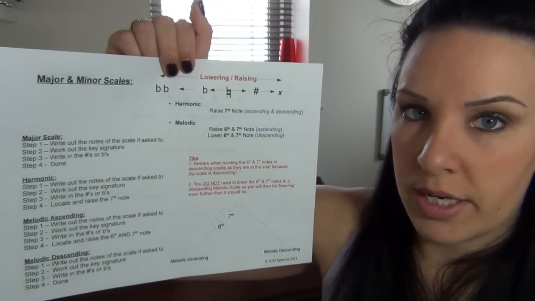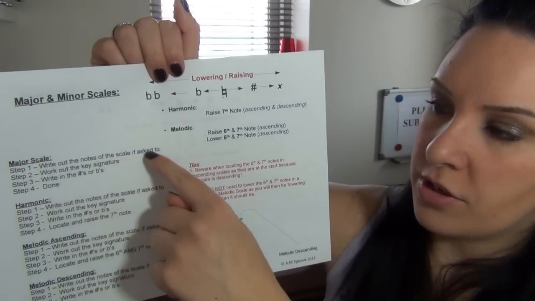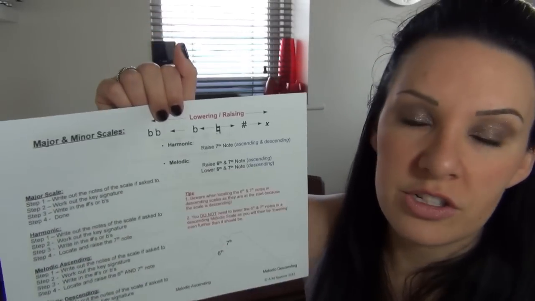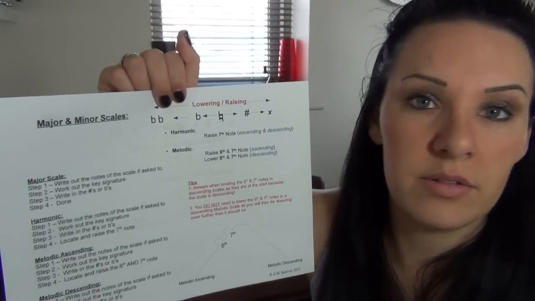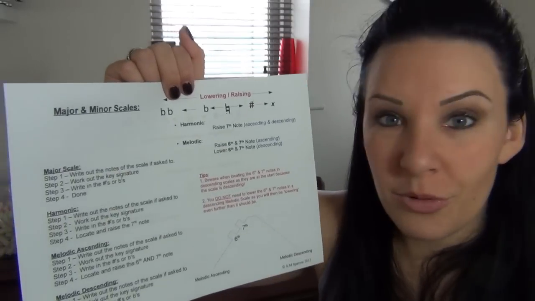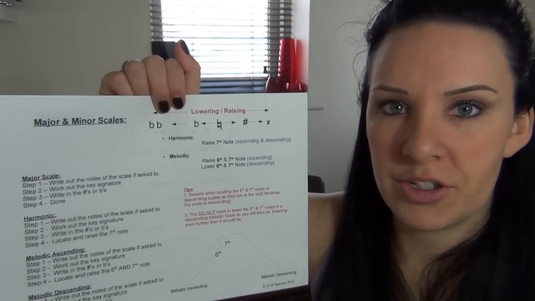So if you're asked to write in a major scale, step 1, write out the notes of the scale if asked to. So if you do need to do that, then do that. If that's already done and you've just got to write out the sharps and flats, then obviously you don't have to do that, but I don't know what you're going to get on the test. Step 2, work out the key signature. So if it says write a scale in, I don't know, D major, work out the key signature of D major: 2 sharps, F sharp and C sharp.